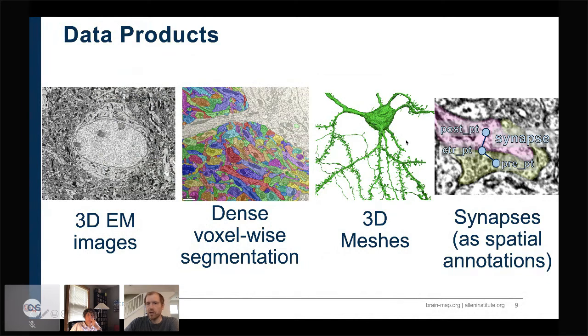We'll talk about what those meshes are. And then, of course, there are the synapses, which are represented as spatial annotations, groups of points with the IDs that lie underneath those points. And I'll talk about more of that in a bit. So first, the image, really briefly.